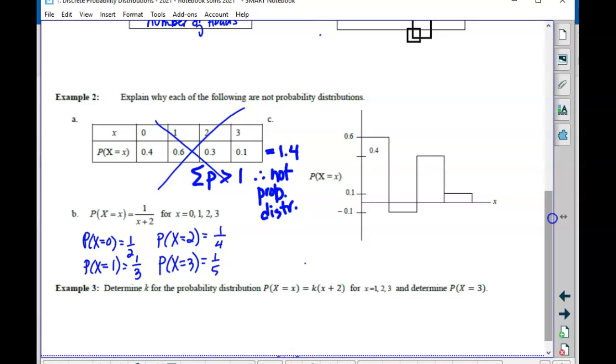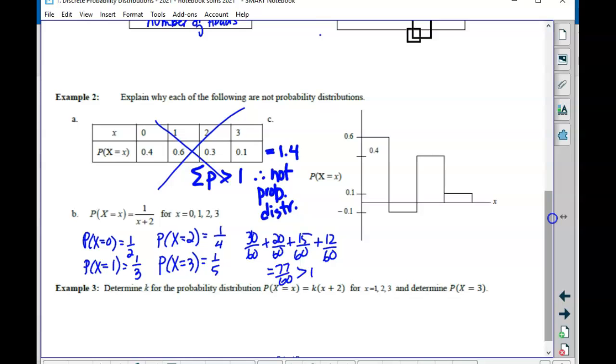So what's that? 30? Not 30, 4 doesn't go into 30. I guess 60. So 30 over 60 plus 20 over 60 plus 15 over 60 plus 12 over 60. So 50, 65, 77 over 60 is greater than 1, so not a probability distribution. Okay.